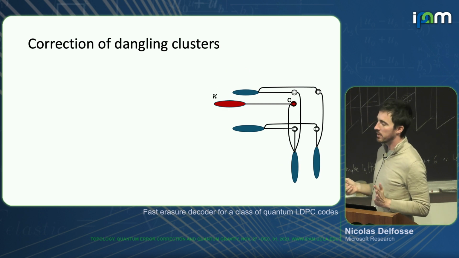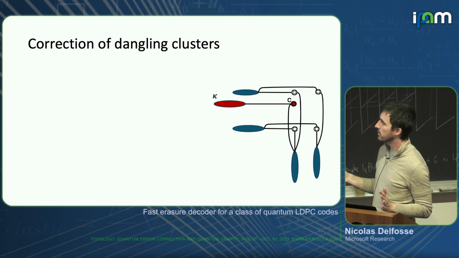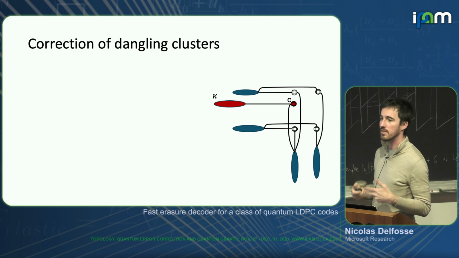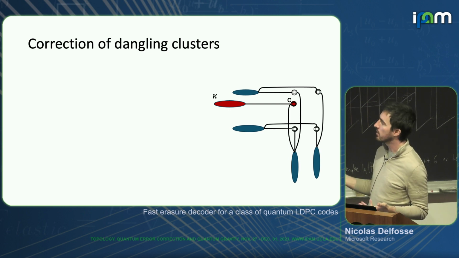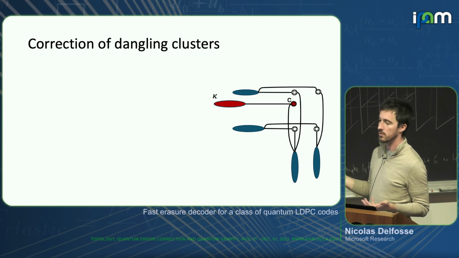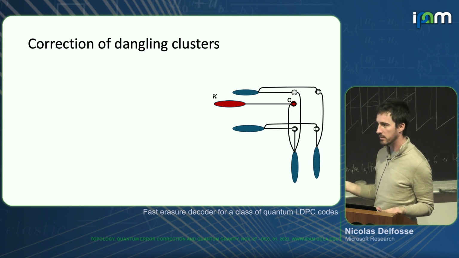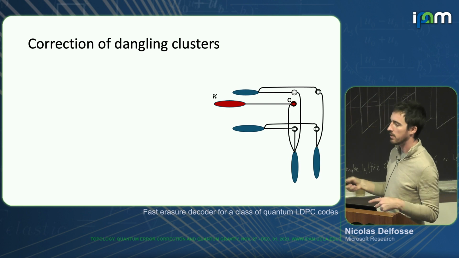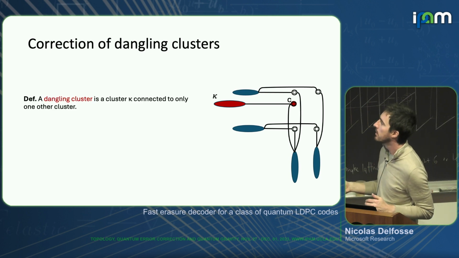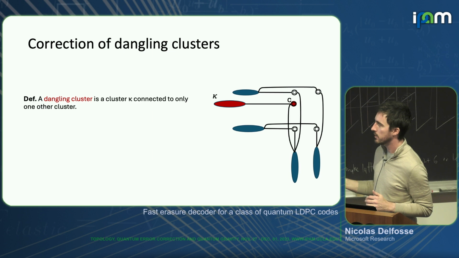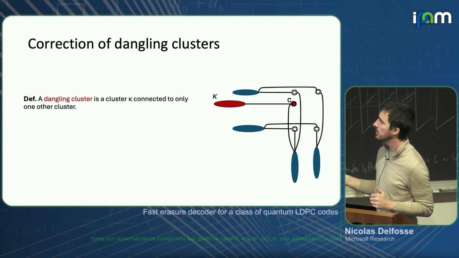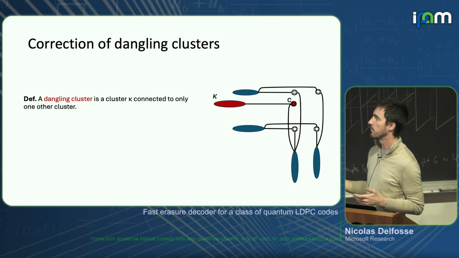Now, we have no more isolated clusters. Let's look at the second simplest type of cluster. And it's those that are connected to a single other cluster. So it's a dangling cluster. It's exactly like our dangling checks in the surface code, but at a higher level of abstraction. And a dangling cluster is a cluster that's connected to a single other cluster. So there is a single Z check, C, that's connected to another cluster.